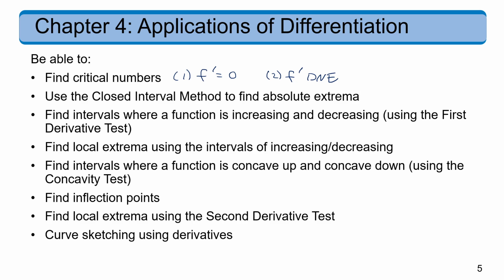So the second type of problem, be able to use the closed interval method to find absolute extrema. So make sure you're aware, first of all, the difference between local and absolute extrema. Local max looks like a mountain peak or a mountain corner, right? Local min looks like a valley bottom. Absolute, and there can be many local extrema to a given function.